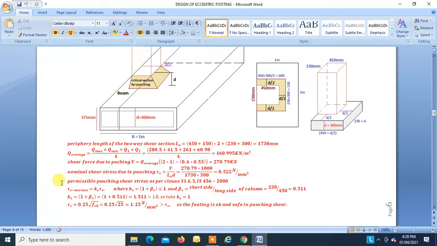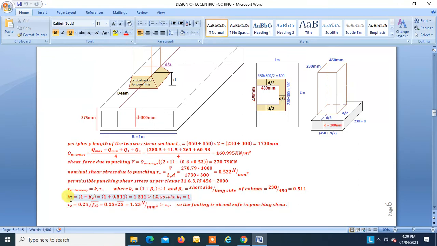Now let us check whether this is less than or greater than the permissible. The permissible punching shear stress as per IS 456 2000, clause 31.6.3: tau c two-way is equal to Ks into tau c. Ks is equal to 1 plus beta c, which should be less than or equal to 1. Beta c is equal to the short side by long side of the column, that is 230 by 450 mm, which is equal to 0.511, right?